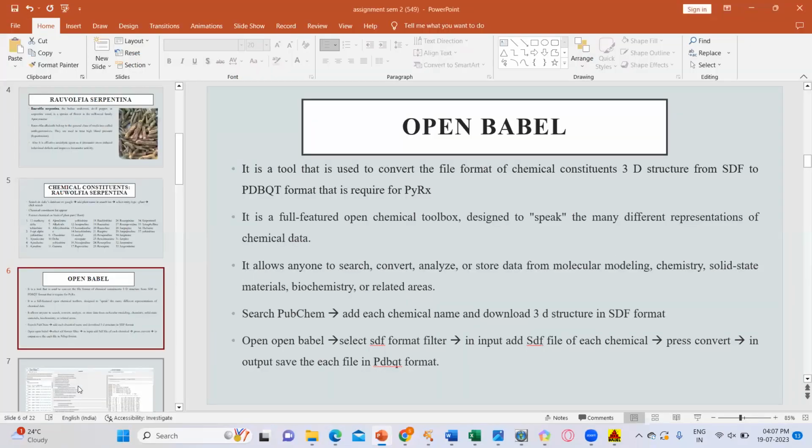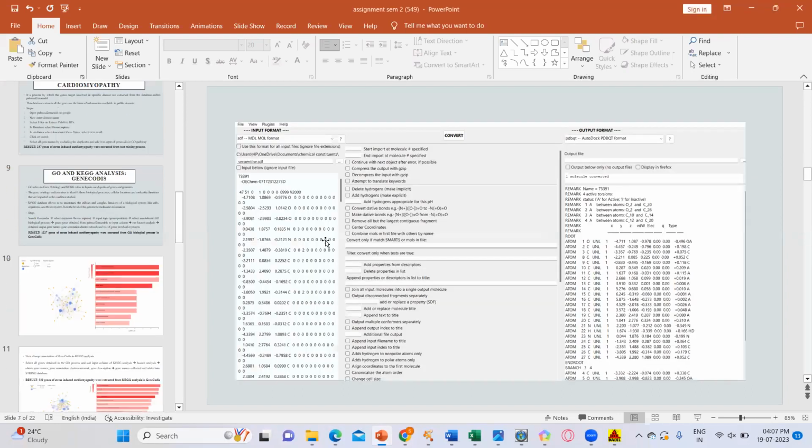After the Open Babel, here's the format that we get.